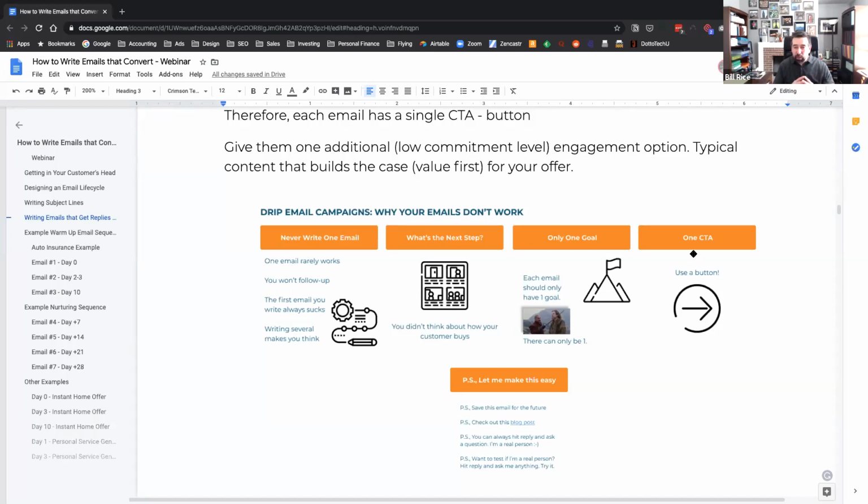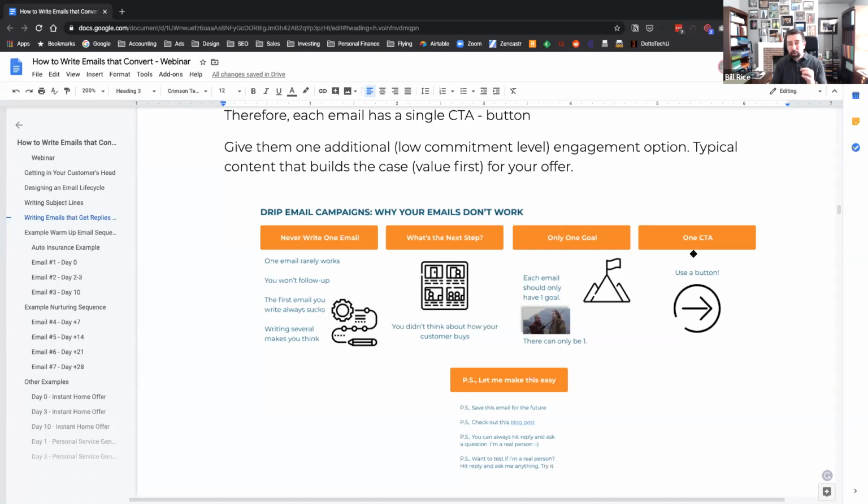So just like there can only be one goal, there should be only one call to action. And ideally, that call to action should be captured in a button. So it's going to go to a landing page, or it's going to go to the offer. So that one CTA. Don't put a bunch of buttons in there. Don't ask them to do a lot of things. In every email, only ask them to do one thing. That could be asking them to reply. That could be asking them to go to a landing page. That could be asking them to get started.